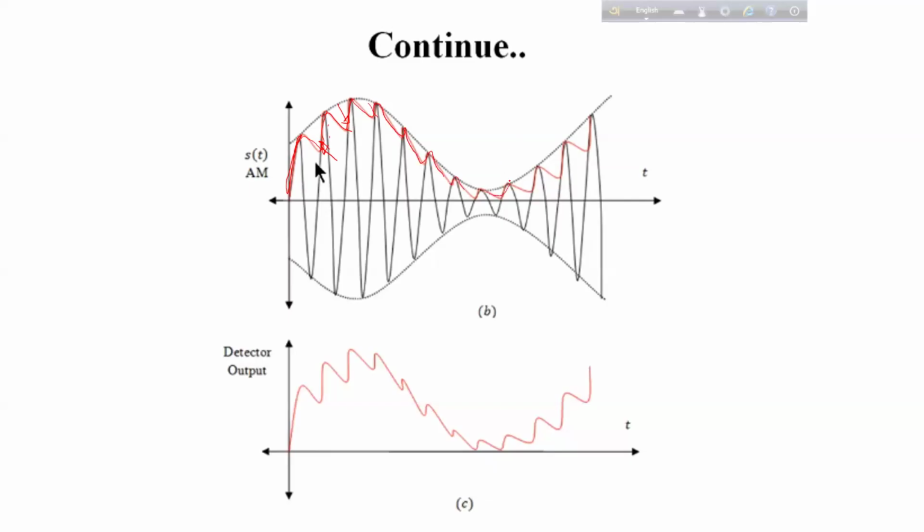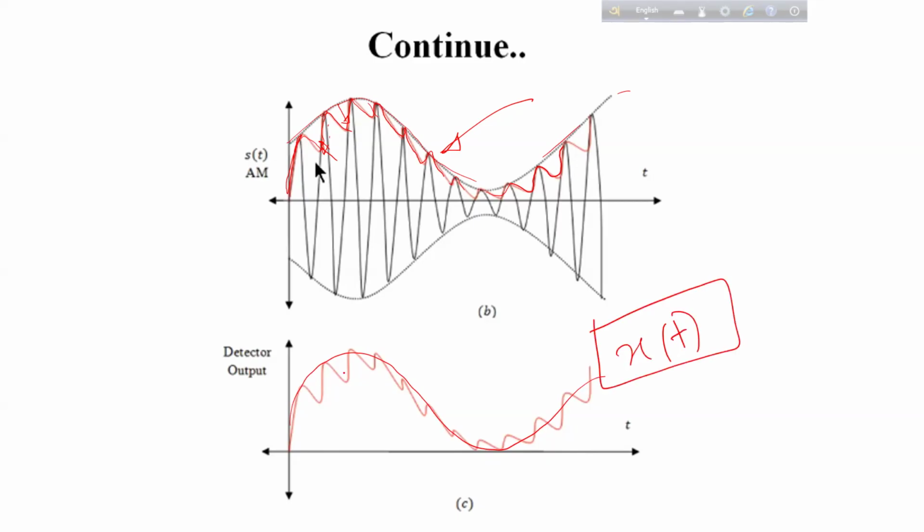This is how it is just following the envelope of the modulated wave. So this is actually the envelope of the modulated wave, and we know the envelope of the modulated wave represents the message signal x(t).